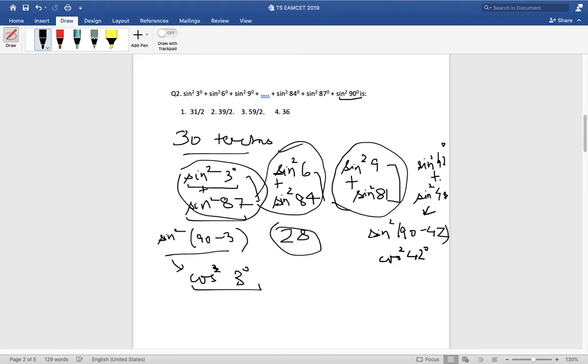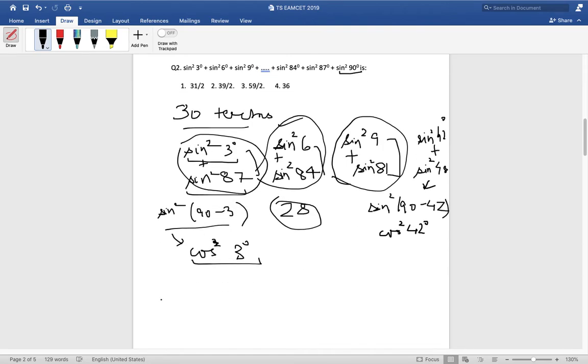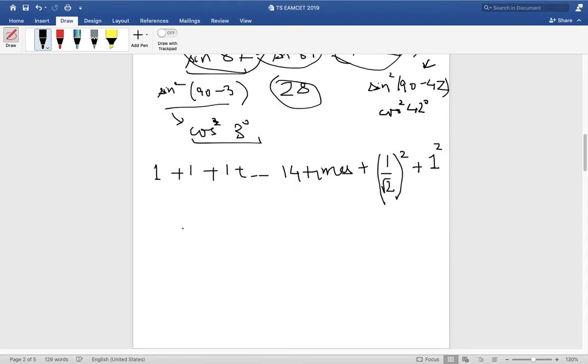Which ones are these? Sine square 90, and I have not considered sine square 45 here. So we will be having 1 plus 1 plus 1, how many times? 14 times. Plus we will have sine square 45. We know that sine 45 is 1 by root 2, but it's squared, so it will be 1 by root 2 whole square. And sine square 90, we know that sine 90 is 1, so it will be 1 squared. So 1 added 14 times is 14. 1 by square root of 2 whole squared is 1 by 2. 1 square is 1. So 15 plus 1 by 2 is 31 by 2.